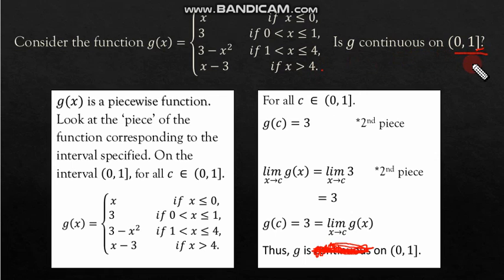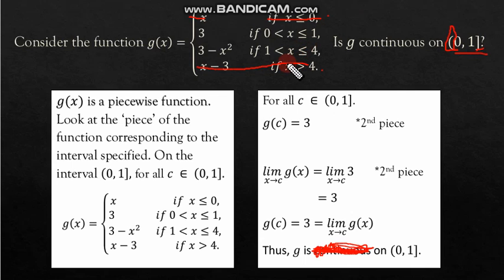Now, look at our interval. Our interval is from 0 to 1. So we will rule out the pieces which don't apply at all in our interval, which is the fourth piece. Our interval starts at values greater than 0, since this is a parenthesis. Now, for the first piece, the condition is x is less than or equal to 0, which is also not included.